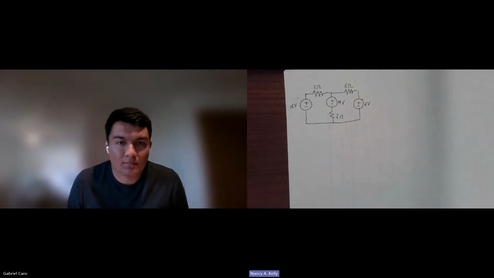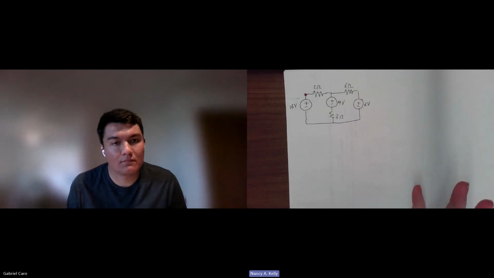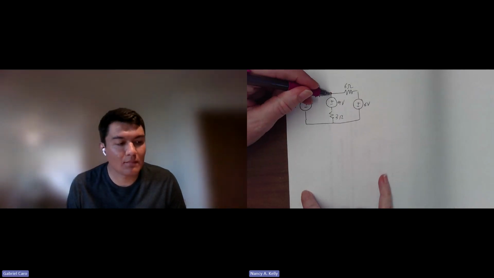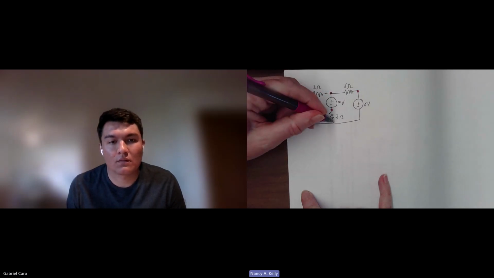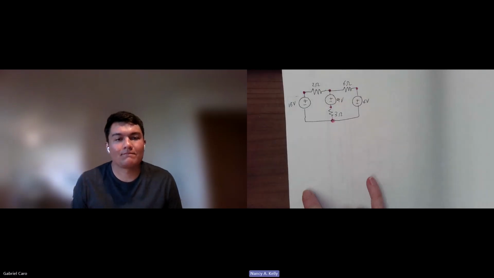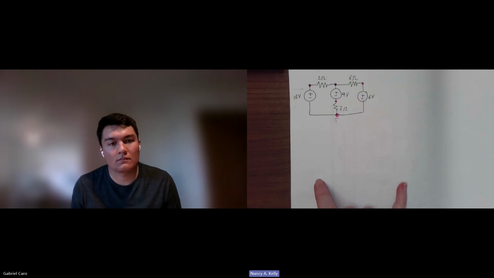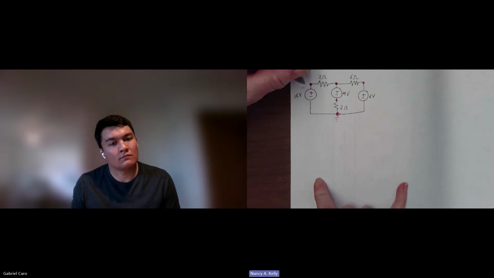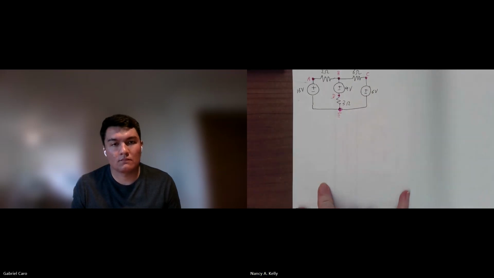So identifying the nodes here. Really, it's any place you have stuff joined. Here, here, here, and then down here. So more nodes for this one. Now, this one, we'll call that one ground, have it be the reference point. And then we label the voltage sources A, B, C, and D.